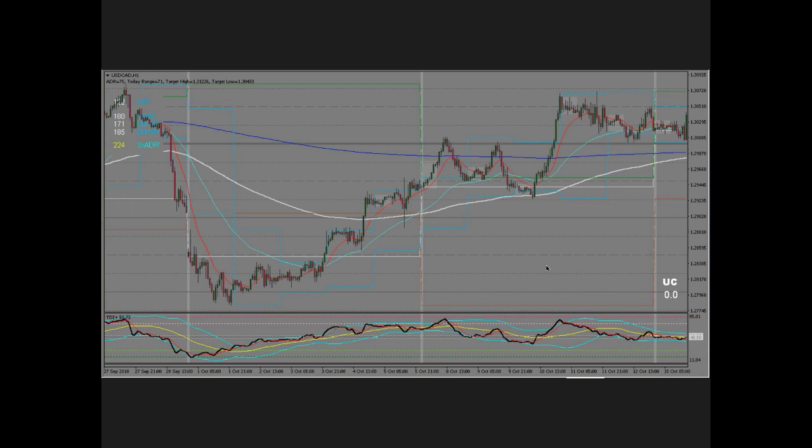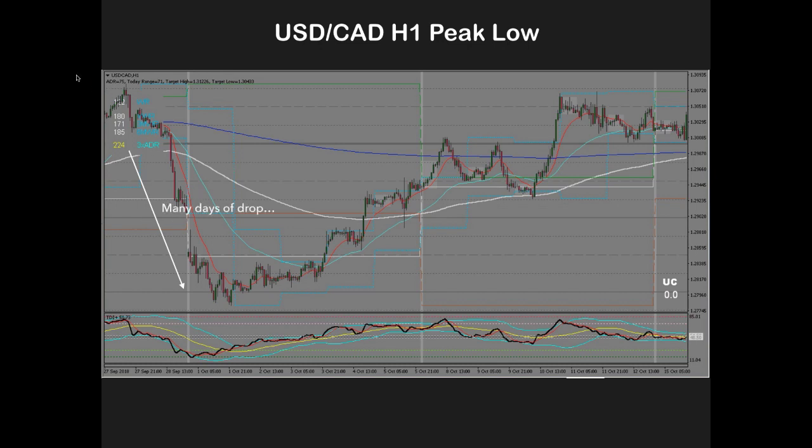Looking at another example here, let's look at UCAD. Here's another peak low condition. This is also many days of drop. You can't see this because the chart is kind of cut off on the side here, but you can see many days of drop if you zoom out into this peak low here. So this is the inducement. Here we go, and then we have the trap. You can see a multi-day W pattern.